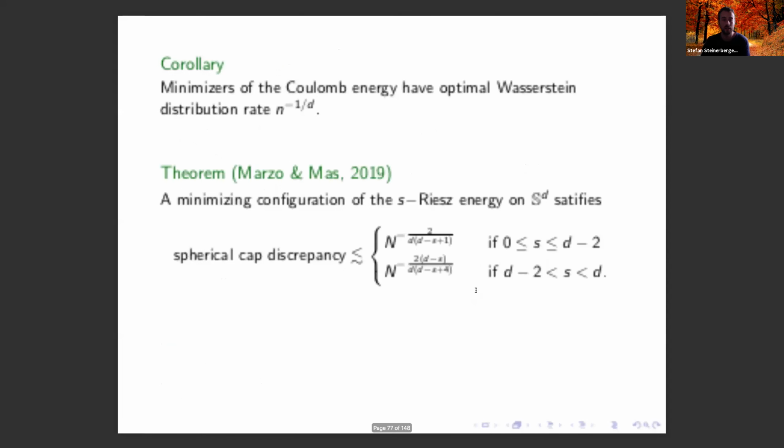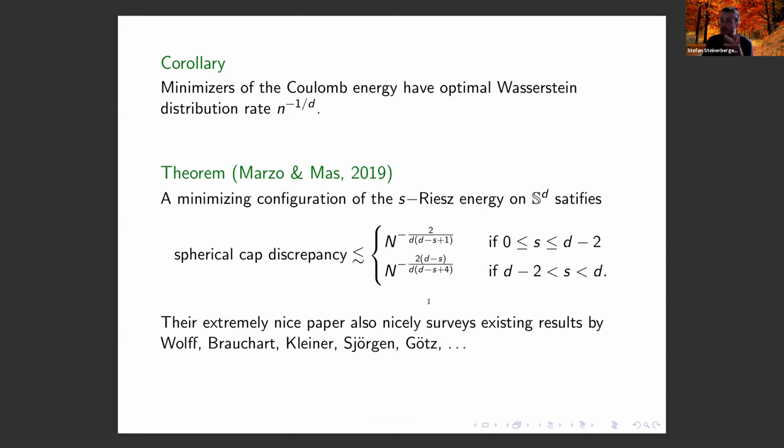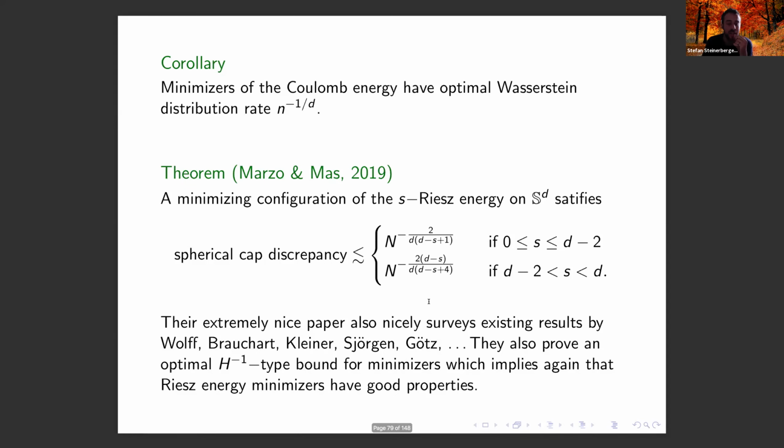And simultaneously, there was a very nice paper by Mazzo and Mas, and I would recommend you have a look. They really study the minimizing configurations of these energies on the sphere. They get spherical cap estimates, and it's a very good paper because it explains the history and many other results. But it also proves an H-1 type quantity, really a Sobolev norm of the minimizers of the Riesz energy, and they get some optimal results in the relevant regime.